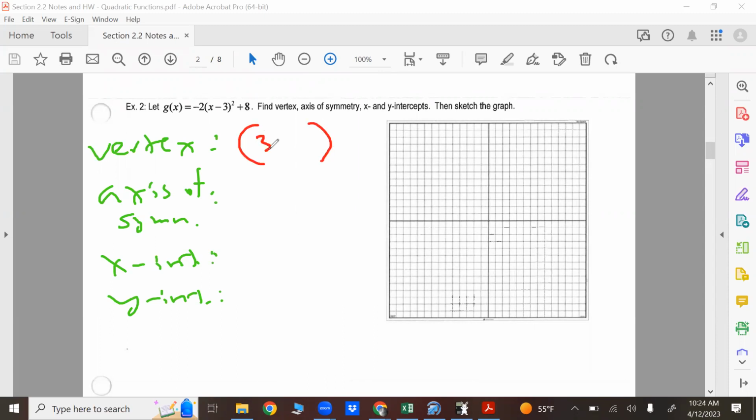3, 8. Negative 3, we say positive 3, because remember the formula is y equals a(x minus h) squared plus k. So take the outside numbers. It's all about shifting. So 3, 8. The axis of symmetry is x equals 3.